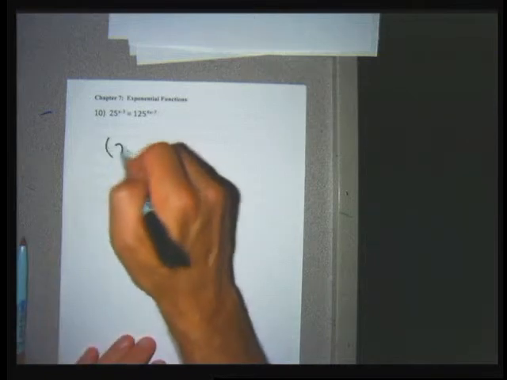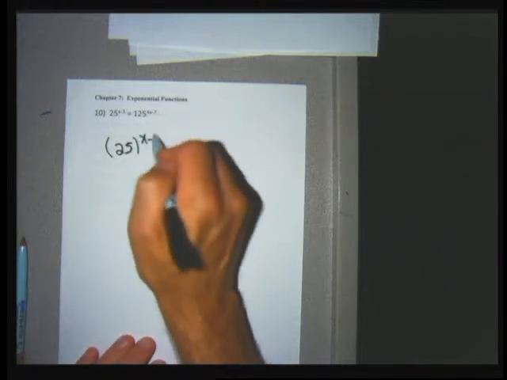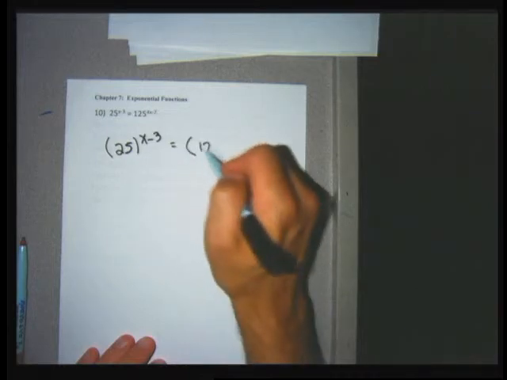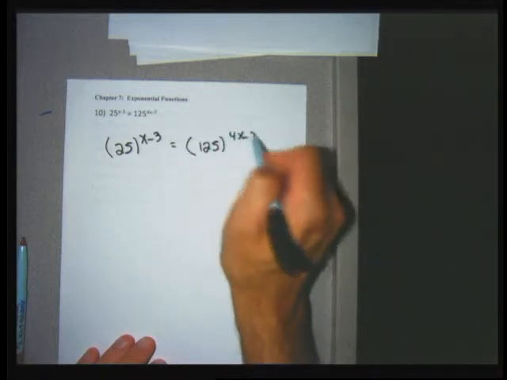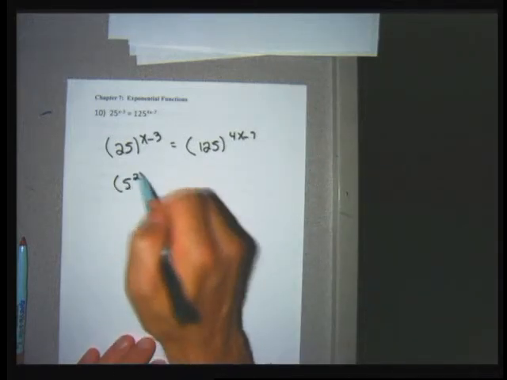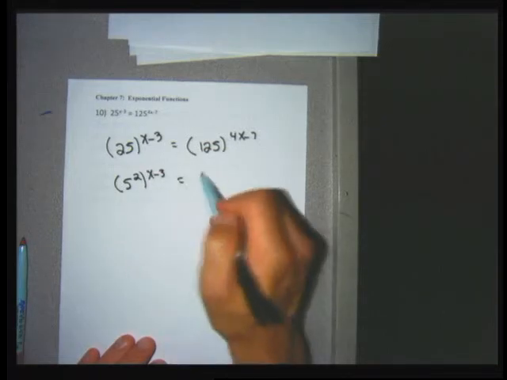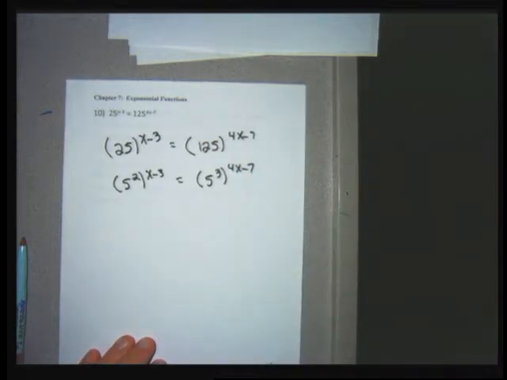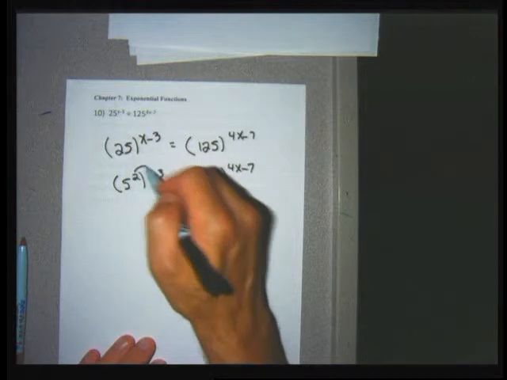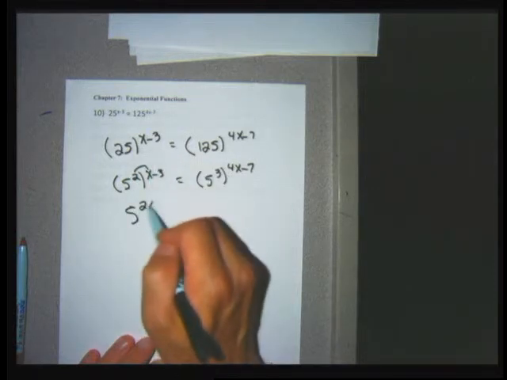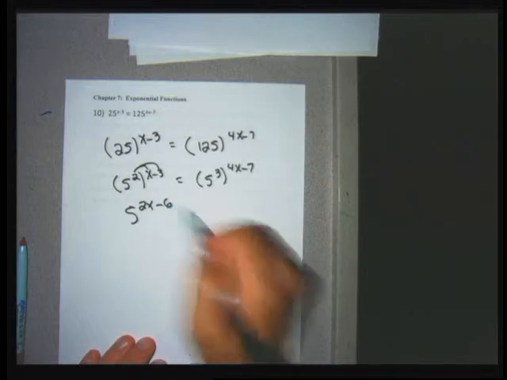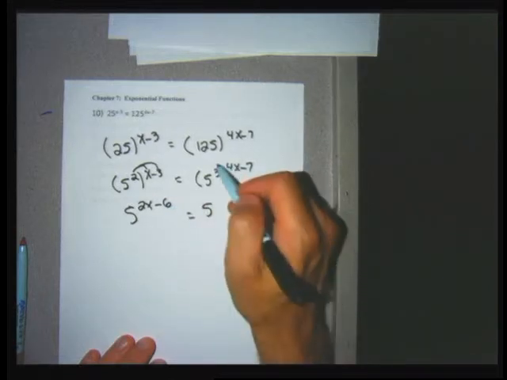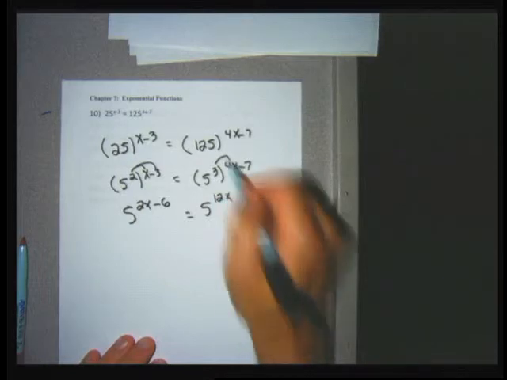Do the same thing that I just did. I'm going to go parentheses 25 to the x minus 3 power equals parentheses 125 to the 4x minus 7 power. Prime factor the 25 into 5 squared. Prime factor the 125 into 5 cubed. Now clear the parentheses by multiplying the exponents. So I'm going to go 2 times x and 2 times minus 3 for the exponents on the left side. And on the right side, I'm going to go 3 times 4x, 3 times minus 7.